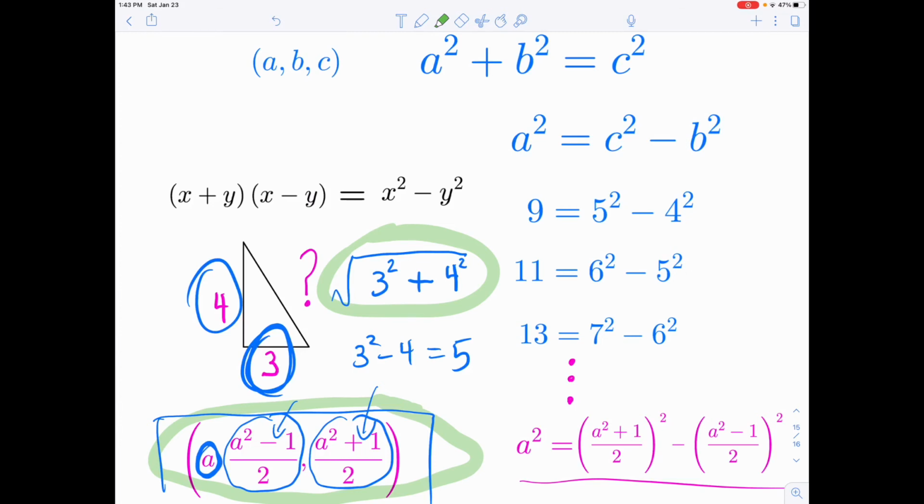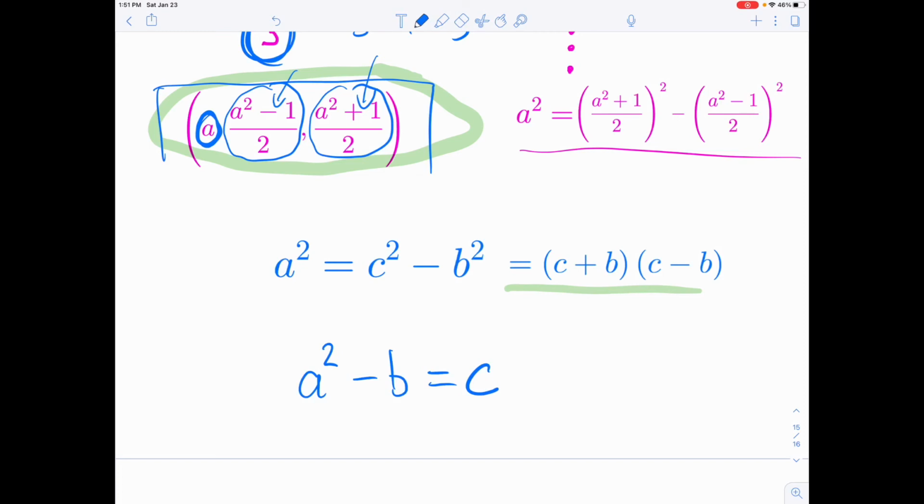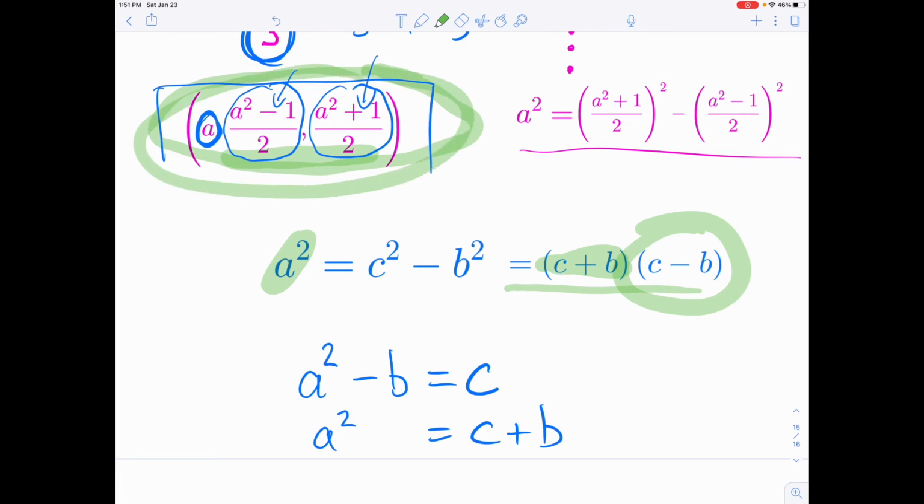Let's see if it works for any others. Okay, and again, we're not writing a squared plus b squared equals c squared. We're going to write it this way because of the difference of squares formula, right? We really like this factorization, and we're asking the question, is it ever the case that a squared minus b is equal to c? In other words, is it ever the case that a squared is equal to c plus b? Well, if a squared is equal to c plus b, then I guess c minus b has to equal 1. And if c minus b is equal to 1, well, we've already discussed all of those cases. The only situation where this joke method actually gives the right answer would be these situations here.